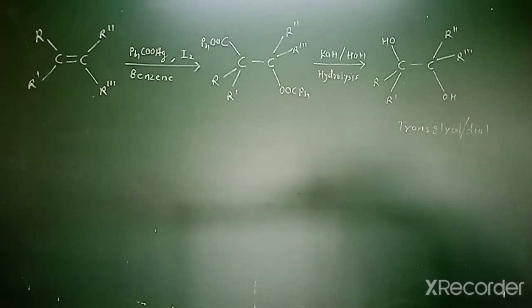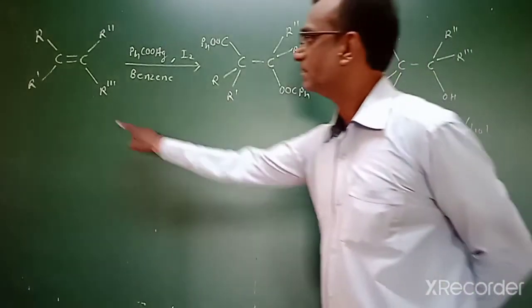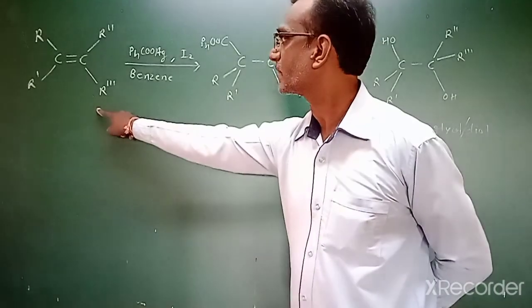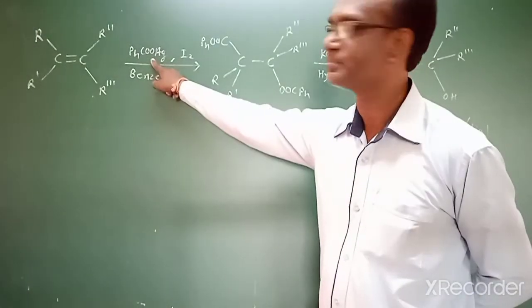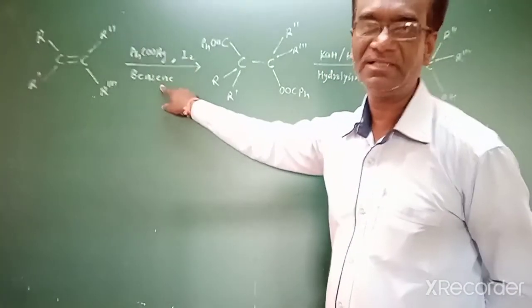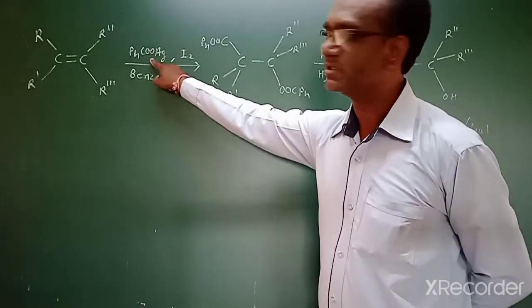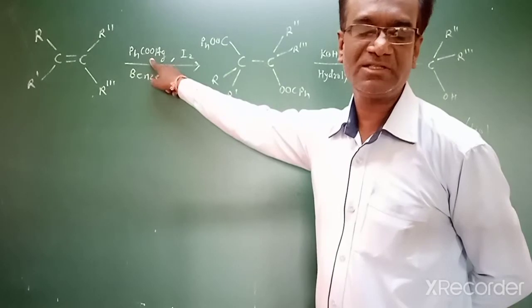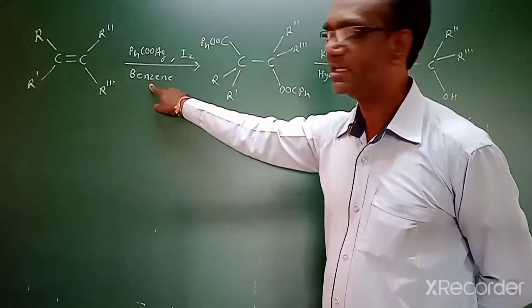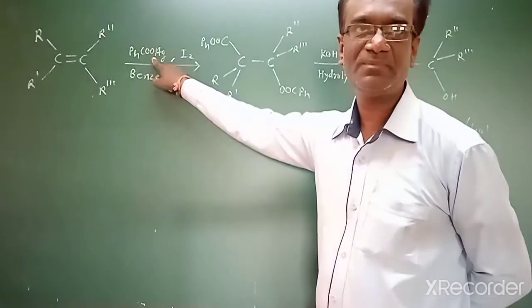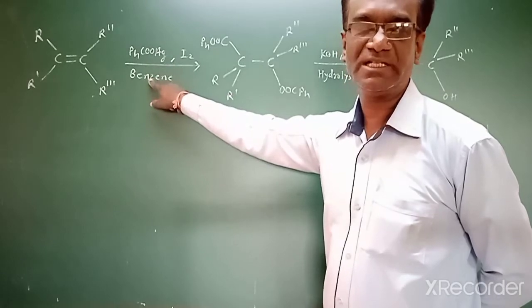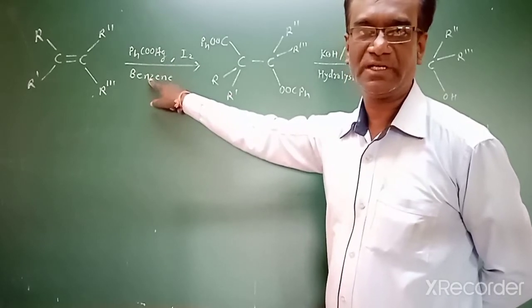Students, after that let us see the reaction of Prevost dihydroxylation. For that let us consider one alkene. This alkene with silver benzoate, or you can also use silver acetate, with I2 and solvent benzene. If you use silver acetate instead of silver benzoate, use acetic acid instead of benzene. But here we are using silver benzoate, therefore we have to use benzene as a solvent.